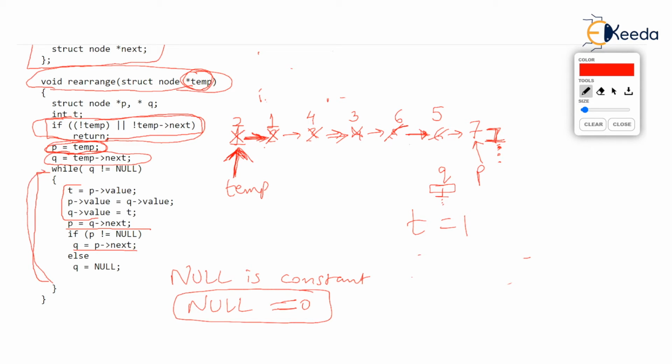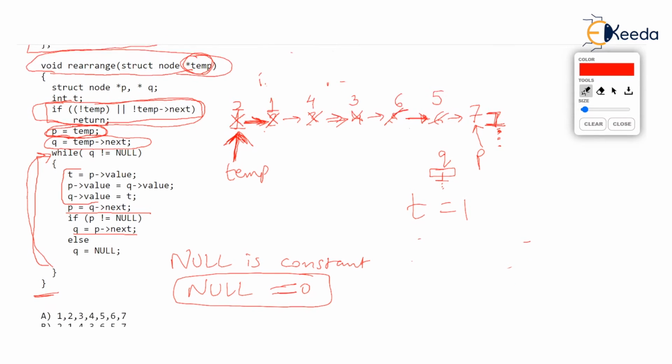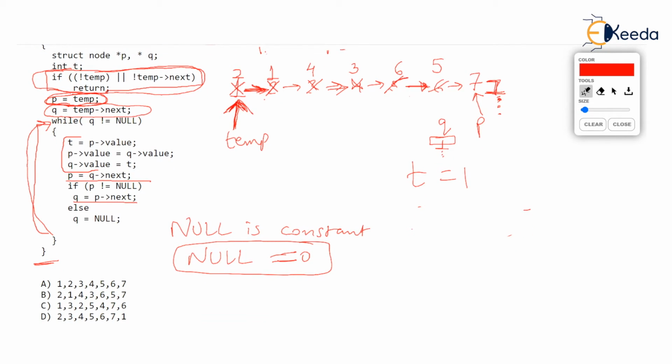When we go back to the while, we are asking, can we repeat? We can repeat only if Q is not equal to null. But Q is null now. So the loop breaks and the function ends. They are asking what will be the contents of the list after the function. Contents of the list will be 2143657. B is the correct option. I hope you got it.